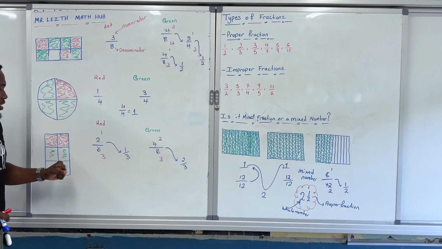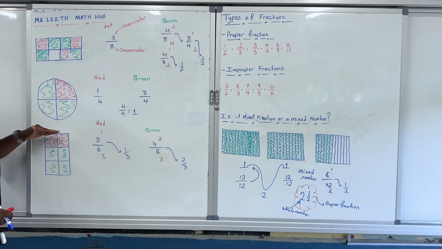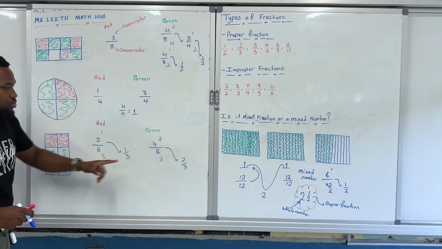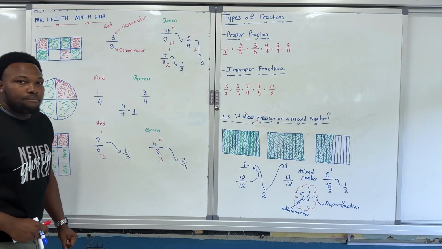Same thing for this. 2 over 6 for the red. Break down to a third. Alright? Because it's one group out of the 3 groups. Cool? And likewise, for the green, 1, 2, 3, 4. 4 out of 6, which is 2 groups out of the 3 groups. Feel me?